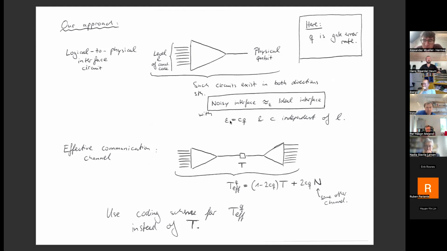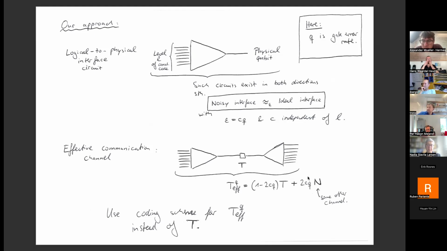And if you believe me that this epsilon will be C times Q, then it's not too hard to believe. This is noise model specific, of course, but it will somehow look like this: with probability 2 times C times Q, you have some channel that you maybe don't know, the noisy version of this interface, whatever this is. But with the opposite probability, you get your channel T between the logical spaces.